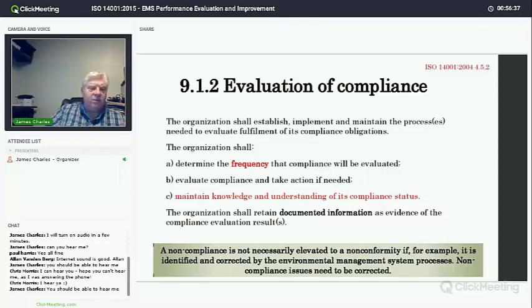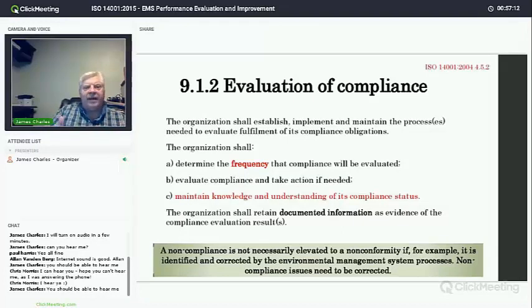So to satisfy A, determine the frequency that compliance will be evaluated, we might specify legal requirements will be evaluated every 3 years, customer requirements will be evaluated during the PPAP process and the internal audit of our quality system, and other requirements may be evaluated at least every 3 years. So the frequency piece doesn't have to be the same for every type of information.